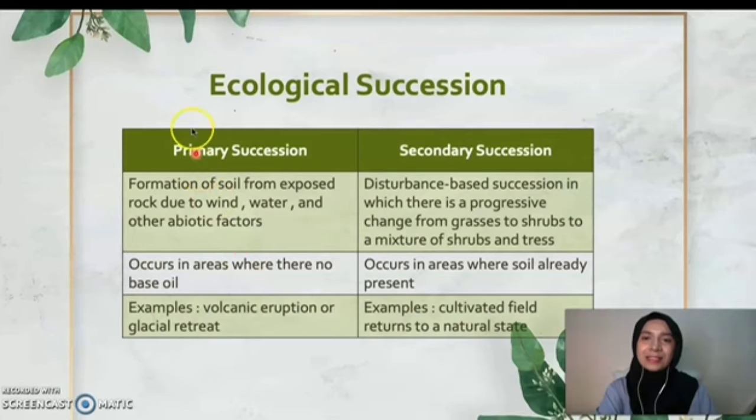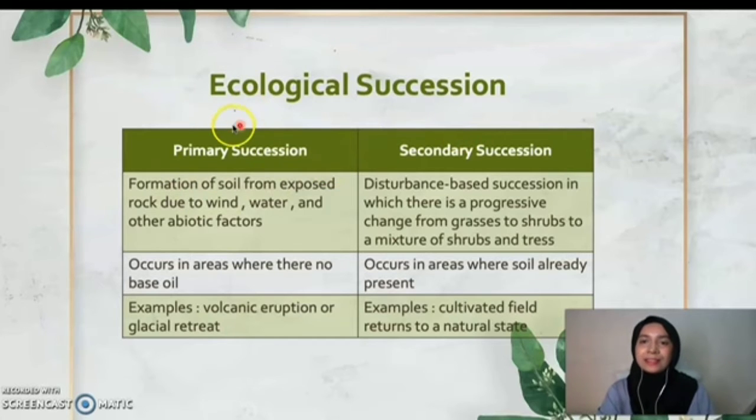So, what is ecological succession? Ecological succession is a change within a community involving a series of species replacements. We have two types of ecological succession. The first one is primary succession and the second one is secondary succession.